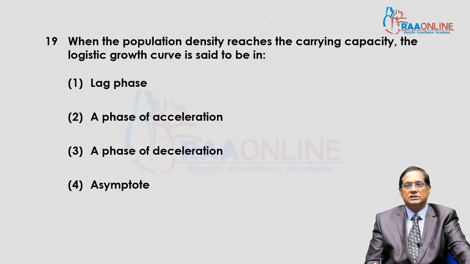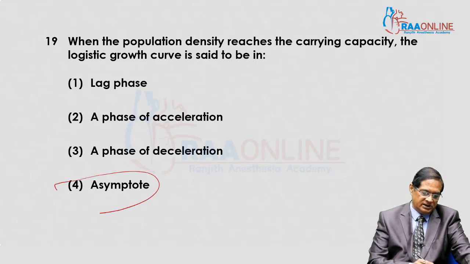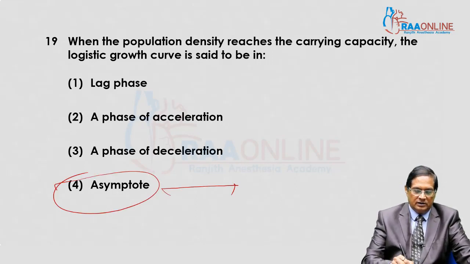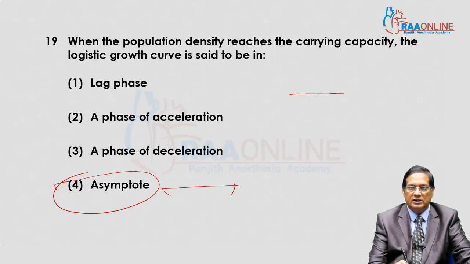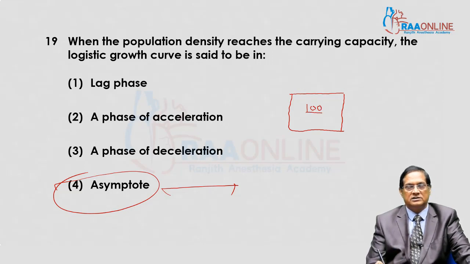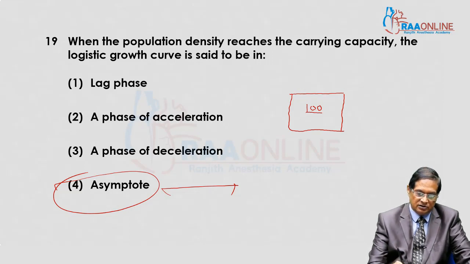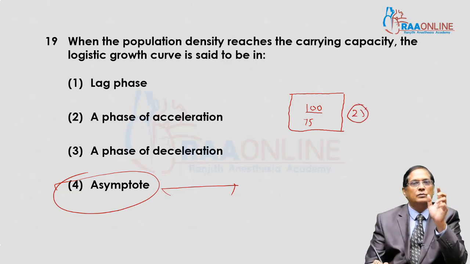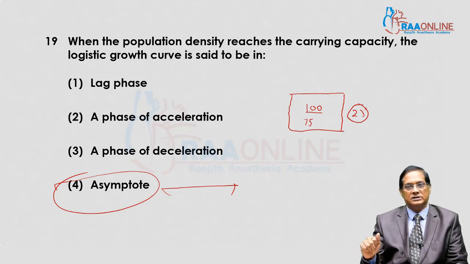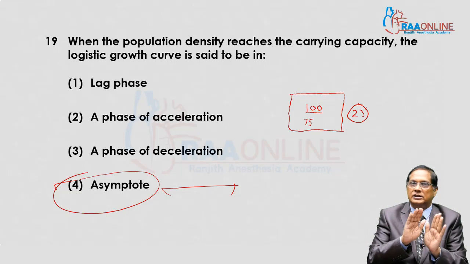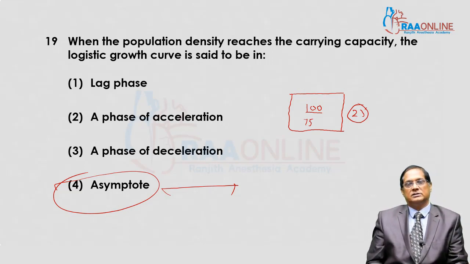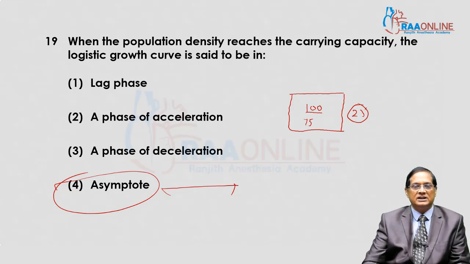Population density reaches its carrying capacity. This condition is known as asymptote. We can easily understand it by our classroom example. Suppose in a class 100 students can be accommodated, that is, seats for 100 students are there. Suppose 75 students are there, then there is space for 25 more students. But when all students are there, there is no chance of accommodating other students. That is, it has reached its maximum capacity, that is carrying capacity. It is known as carrying capacity.